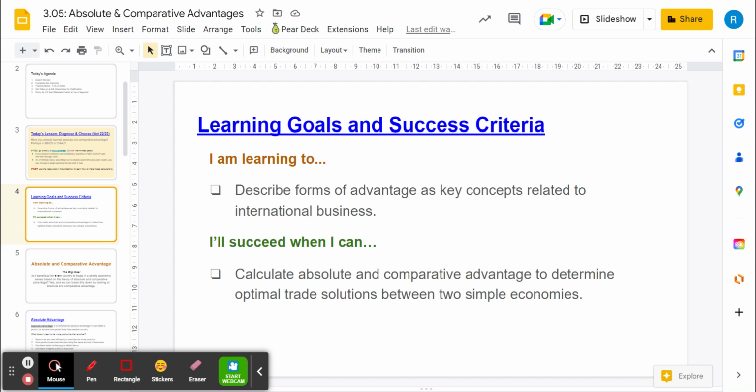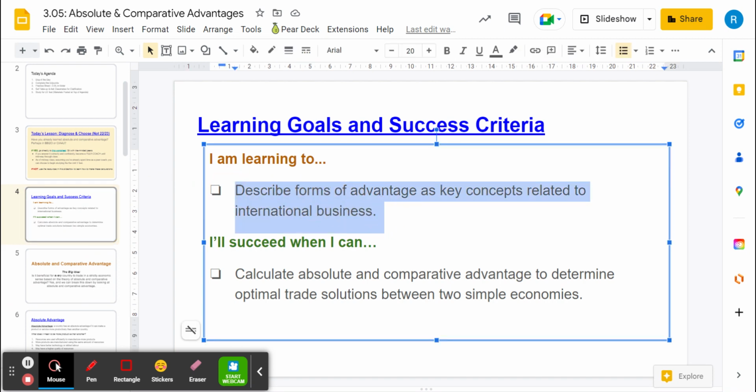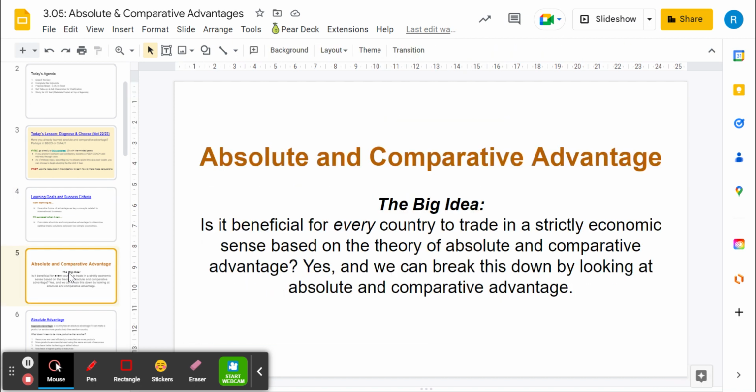So what are you learning? Describing forms of advantage as key concepts related to international business, and then calculating absolute and comparative advantage to determine optimal trade solutions in a scenario between two simple economies. So this should make more sense when I review this slide at the end again.